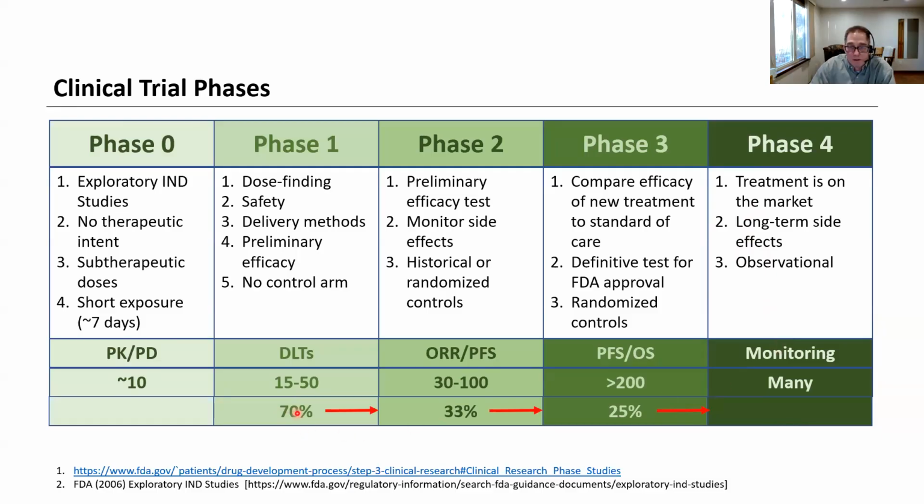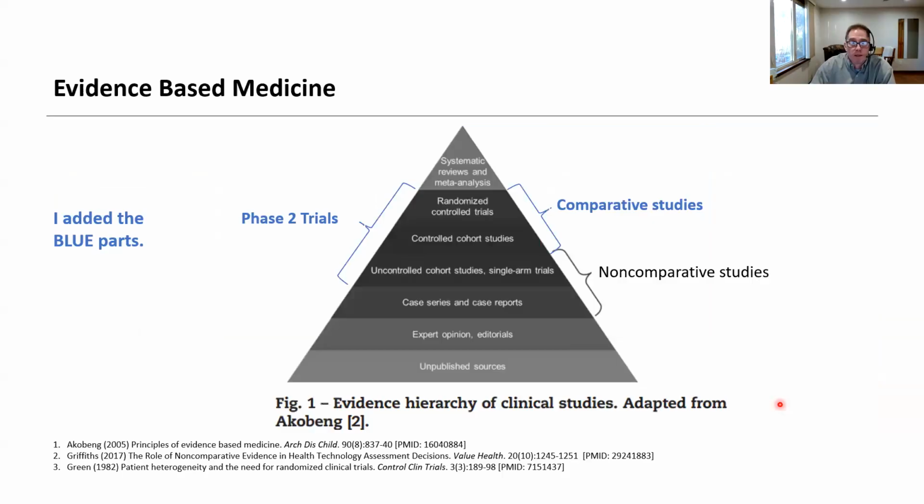So if you just multiply all of these percentages at the bottom, it turns out that somewhere around 5% of phase one studies, the drugs in phase one studies, make it to the market. Right, so just a little overview there.